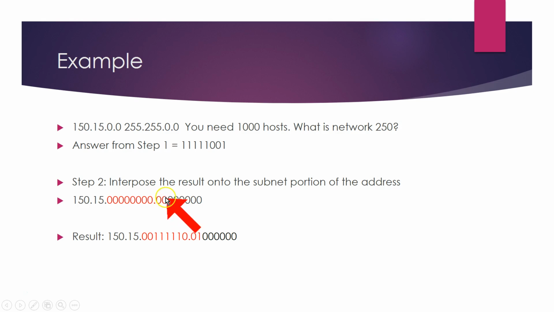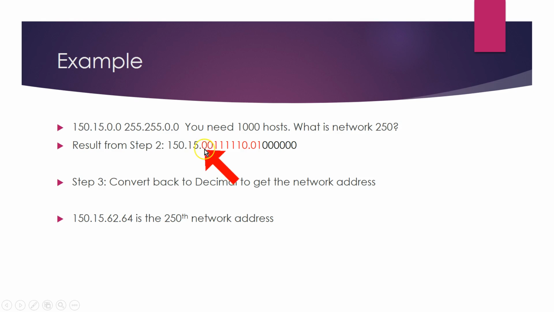And you notice I'm going to start up here at the right hand edge and just go 1111 1001. So these will be zeros over here. So, of course, I'll start at this end to make it easier. Put the 1 in this place, this 0 in this place, this 0 in this place, and so on to get this number. Once I get this, the third step is simply to convert this back to decimal. So we're going to take this result, move it over here. Here's our result, 150.15, and then the same thing we just had, and convert it back to decimal. And it turns out we get 150.15.62.64. And it turns out that this number is the network address for the 250th network.